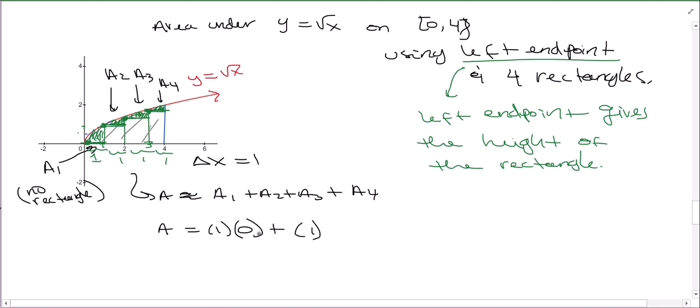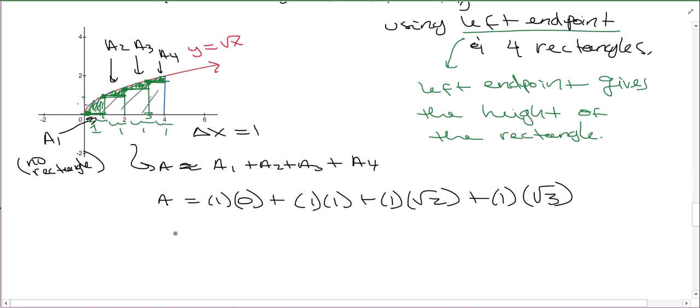So then the area of the second rectangle is base, which is 1, times height. The height in the interval 1 to 2 is the square root of 1, which is 1, plus the base of A3 times the height of A3. The height of A3, I'm using the left endpoint, so 2, so it'll be the square root of 2. And then plus the base times the height on the interval 3, 4, I'm using the left endpoint, so 3, so it'll be the square root of 3, right?